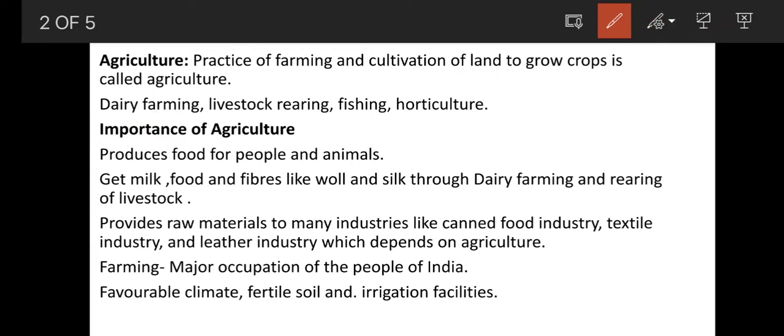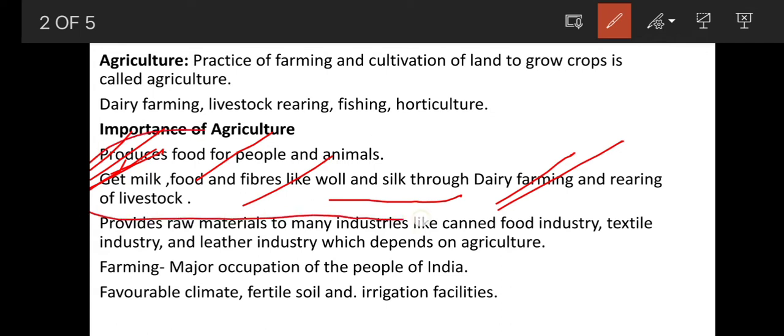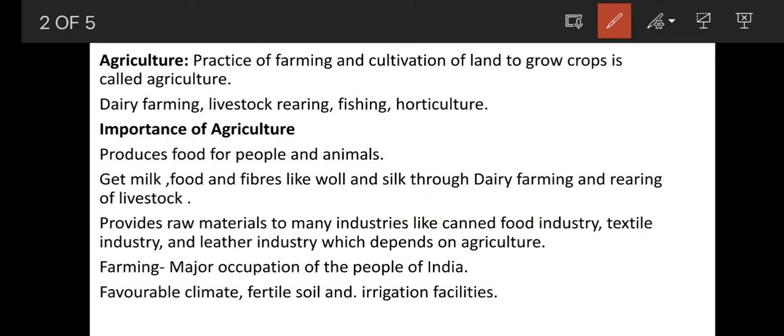Agriculture produces food for people and animals. And what do we get from agriculture? We get milk, food, and fibers like wool and silk. Through dairy farming, we get milk, and through rearing of livestock, we get fibers like wool and silk. So, that is why agriculture is important, as it provides food for us as well as for animals.